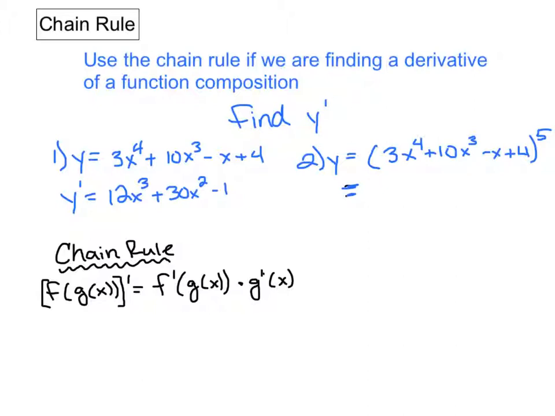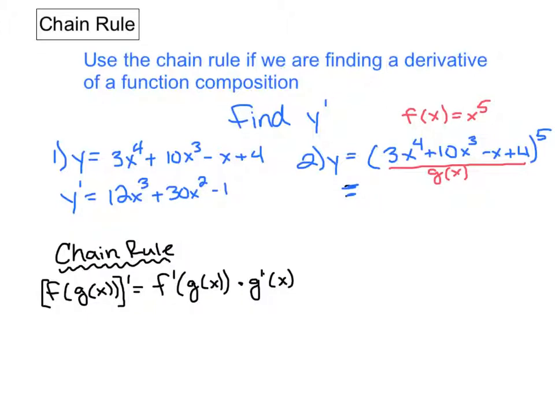Now we need to figure out what's our g of x and what's our f of x. I'm going to say that the stuff inside here is your g of x, and the outside function, let's say that's x to the fifth, is f of x. So f of g of x would be, we plug g of x into f of x, and it would look like 3x to the fourth plus 10x cubed minus x plus 4, all raised to the fifth power. We're going to take the derivative of this outside function, compose it with g of x, and multiply it by g prime.